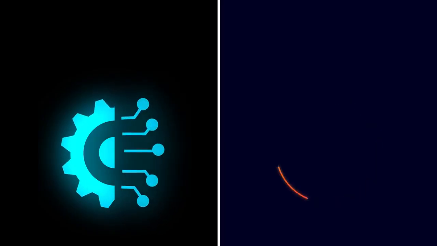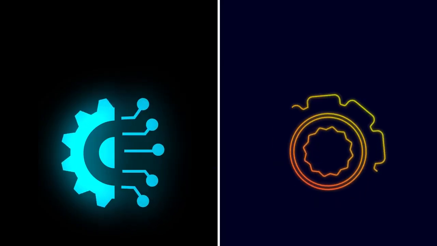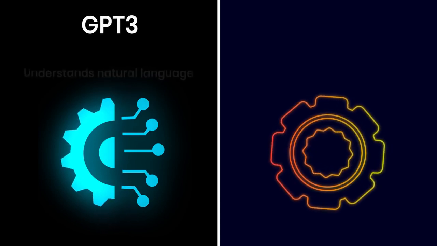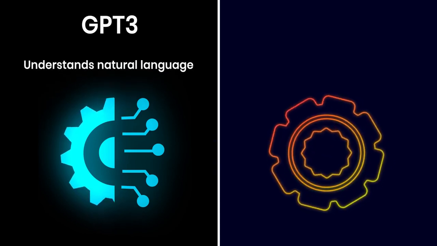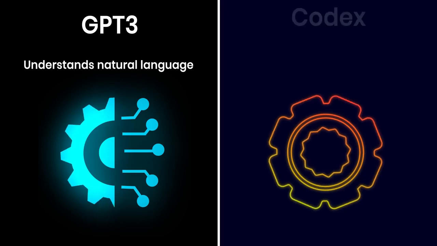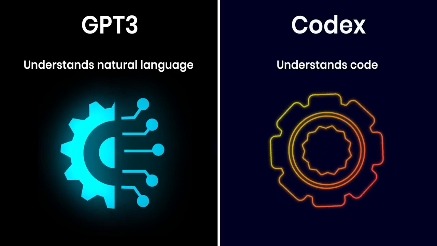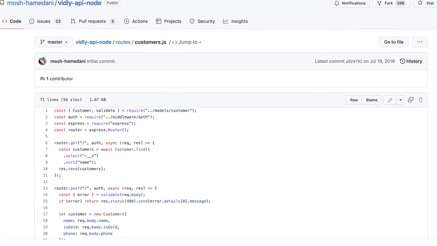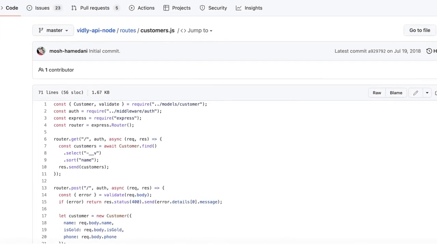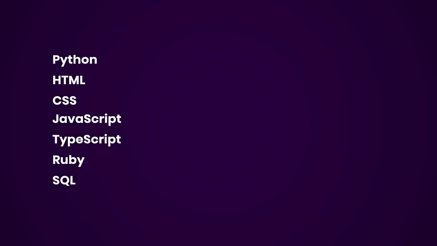Now, ChatGPT provides different language models for different purposes. GPT-3 models are designed to understand and generate natural language like English, and Codex models are specifically trained to understand and generate code. These models are trained on billions of lines of code publicly available on GitHub. They're mostly capable in Python, but they're also pretty good in a bunch of other languages like HTML, CSS, JavaScript, TypeScript, Ruby, SQL, and more.